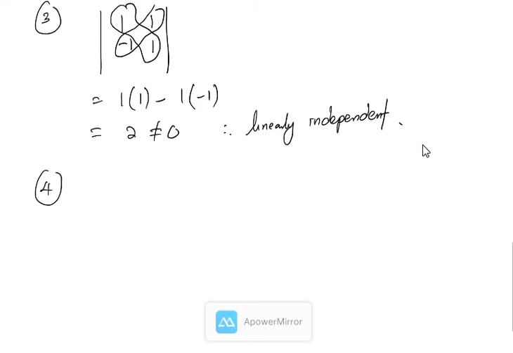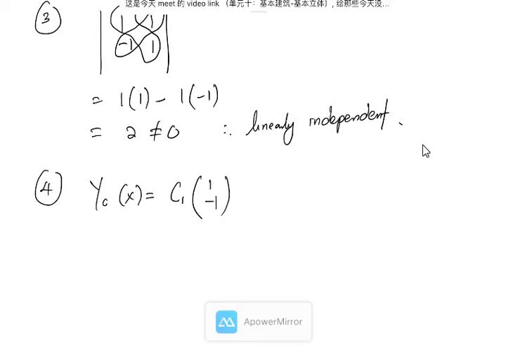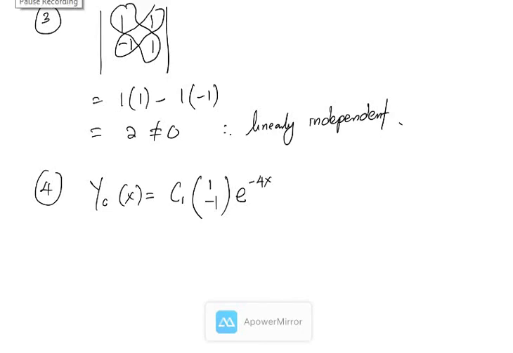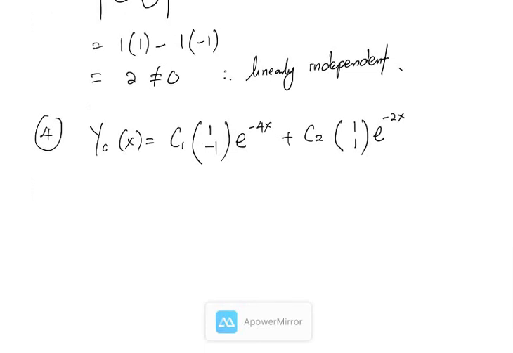And then the step number 4 is to find the general solution for the homogeneous system. So yc x is equal to C1, for lambda equal to -4, you have 1, -1, exponent -4x. So this is for lambda equal to -4. Plus C2, 1, 1 for lambda equal to -2. So -2x. So this is the part for the homogeneous system. Now we want to find the particular integral, which is referred to the part 2 for the non-homogeneous. So this is to find the yp.